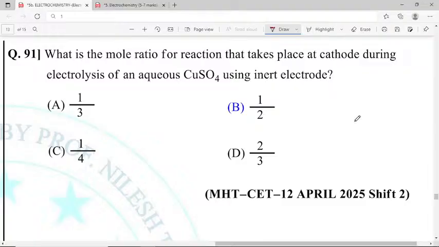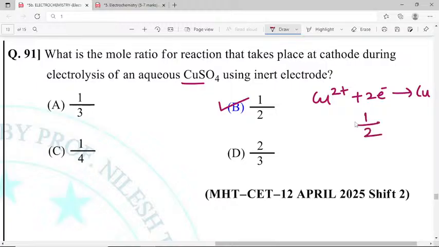What is the mole ratio of the reaction at the cathode, copper? The mole ratio is 1 by 2. So Cu2+ plus 2 electrons gives Cu. So moles of product formed is 1 divided by moles of electrons 2. So the mole ratio is 1 by 2.